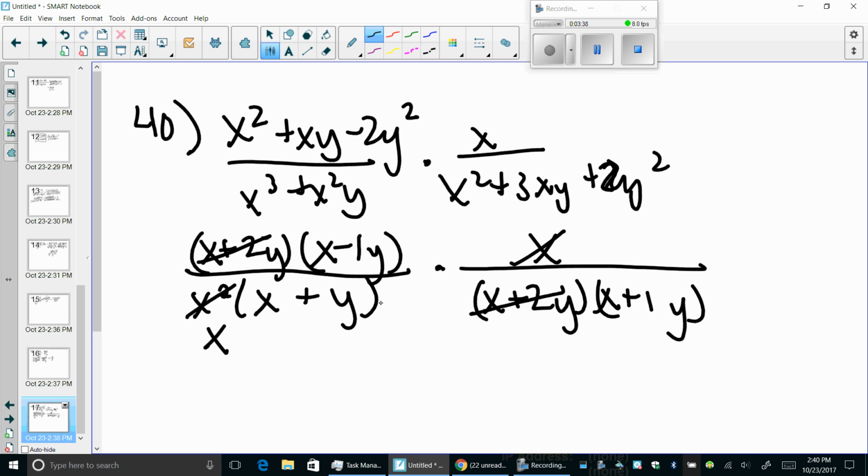You could not cancel these. They're both in the denominator. So on the top, I'm left with x minus y. You can write 1y if you want to. And on the bottom, I have an x, and an x plus y and another x plus y. So I'm going to write that x plus y squared. If you wrote them out separately, that's fine too.